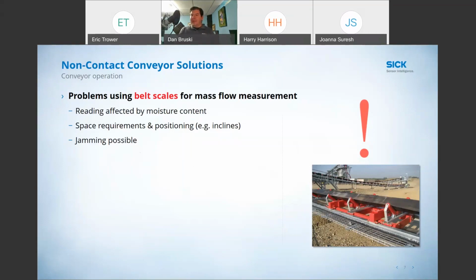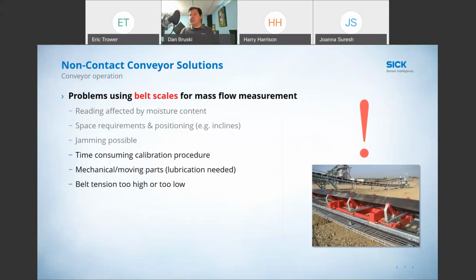Also, as belt scales are mechanical moving parts in contact with the belt, jamming can happen quite easily. In order to keep the systems running, plant operators often spend many hours calibrating these devices. And to calibrate it, the belt needs to be stopped, and different weights are placed on the scale to correct for the measurement error. This means additional downtime whenever the belt is calibrated.